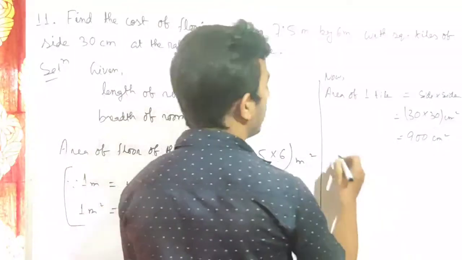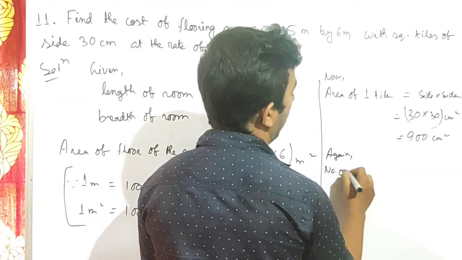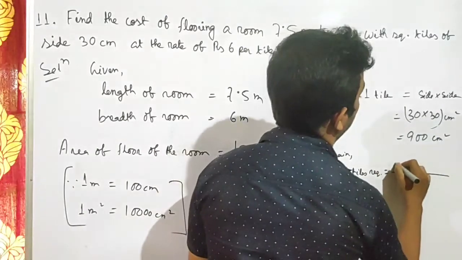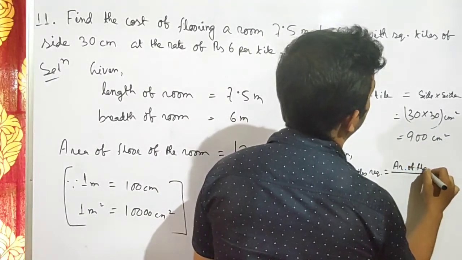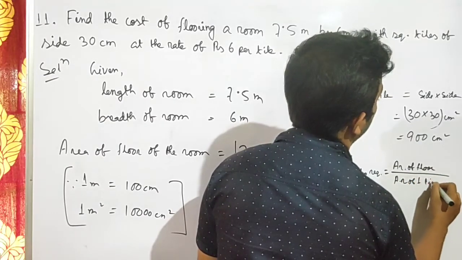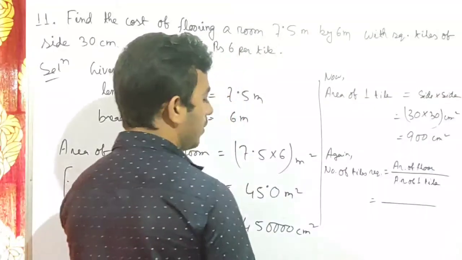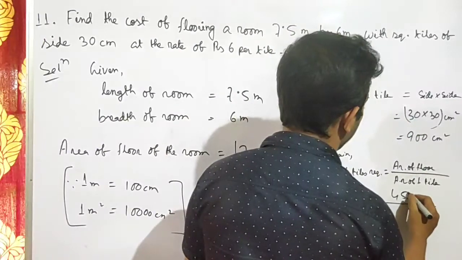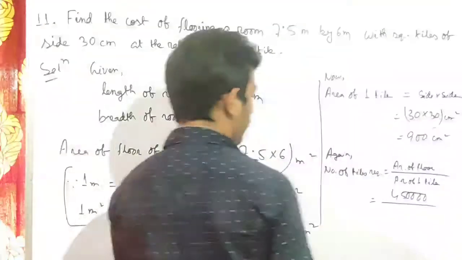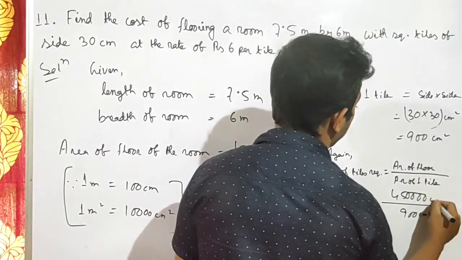Now number of tiles. Number of tiles required equals what? Area of floor divided by area of one tile. Clear? Here area of the floor is how much? 4,50,000. Sorry, 4,50,000 centimeter square. Area of tile is how much? 900 centimeter square. It is also centimeter square.